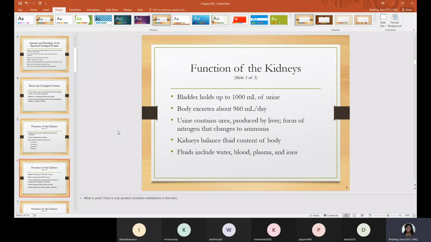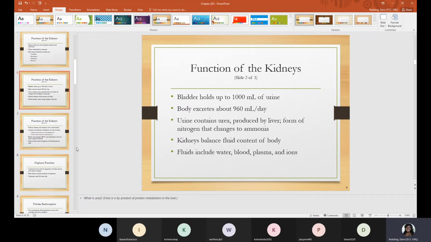So interesting facts about the kidneys. The bladder holds up to 1,000 milliliters of urine. That's about a liter of urine that the bladder can hold. Our body excretes about 960 milliliters each day. Now, urine contains urea, which is produced by the liver, and it's a form of nitrogen that changes to ammonia. So within our kidneys, the kidneys balance the fluid content of the body. And the fluids inside of the body could include water, plasma, blood, and ions. So when you hear the word urea, what is urea? Urea is a byproduct of protein metabolism in the liver.